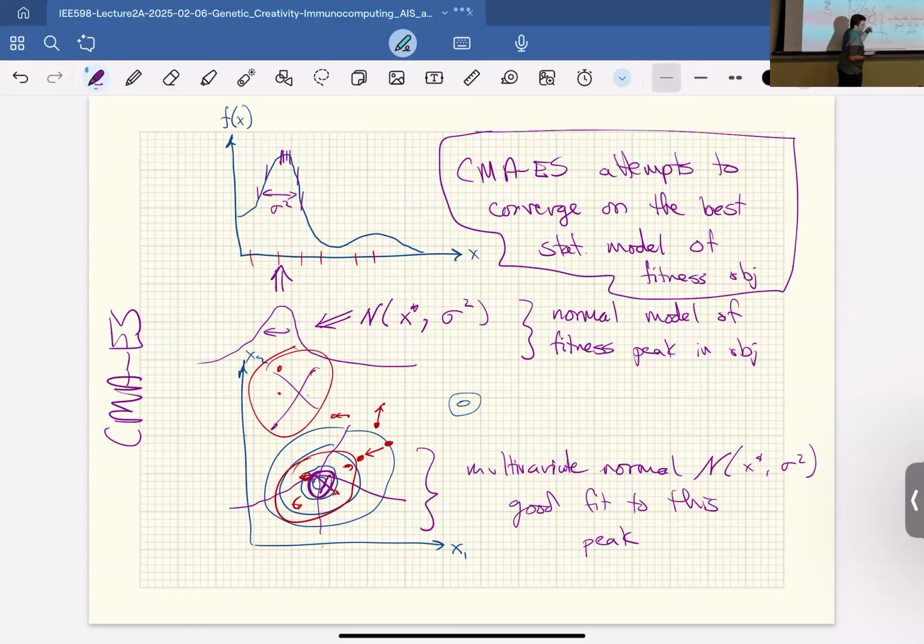I think typically we think about it this way: there's a mutation direction that corresponds to each decision variable. And so the covariance is just going to be decision variable cross decision variable.